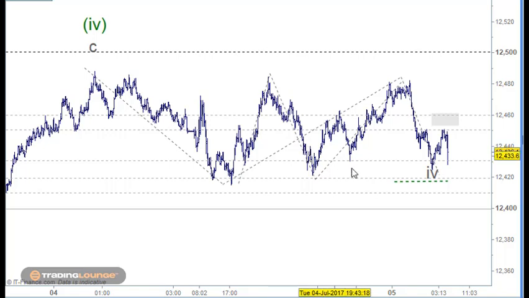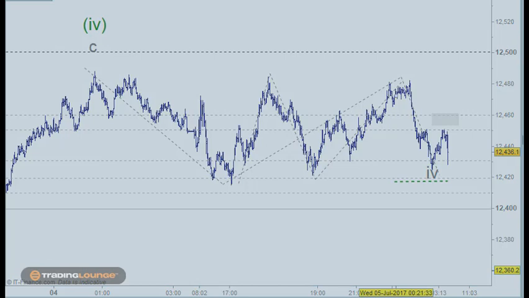So I don't know. The first weakness that we'd see would be this low here being taken out. And then if this 1242 becomes the resistance, we can move from that point. So I'll just save that.